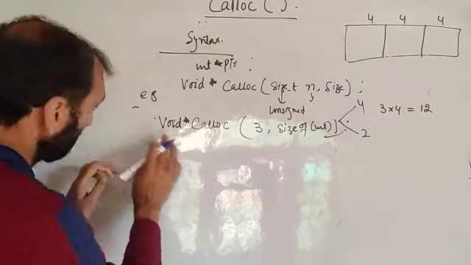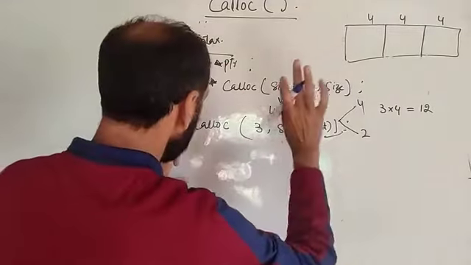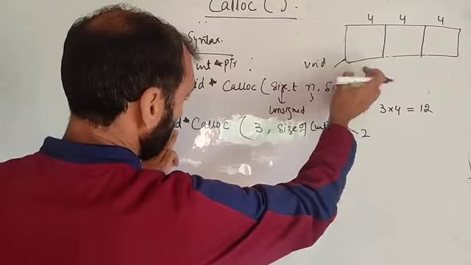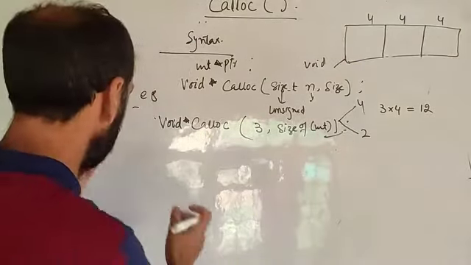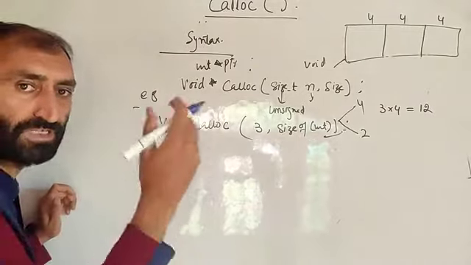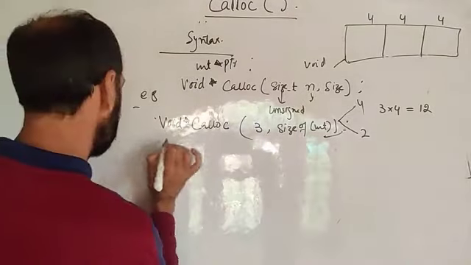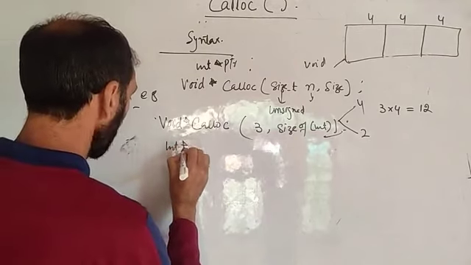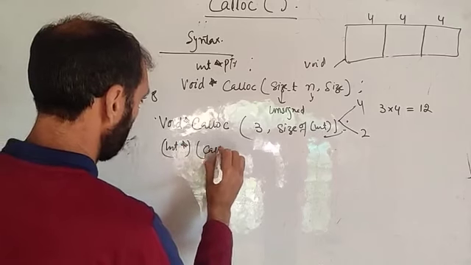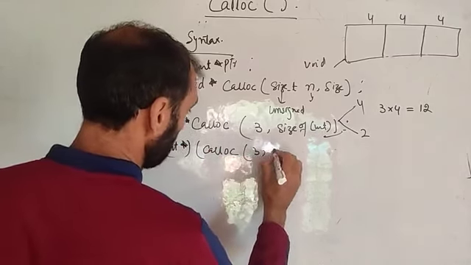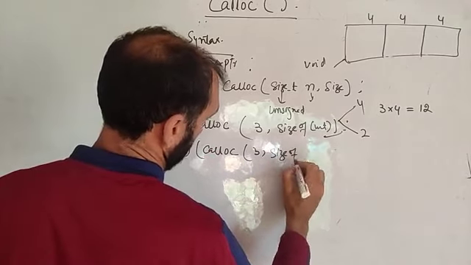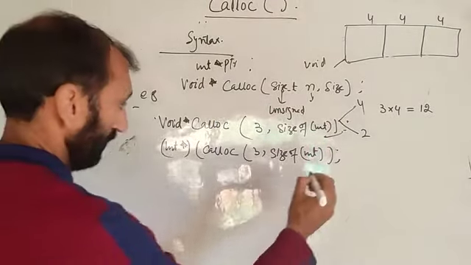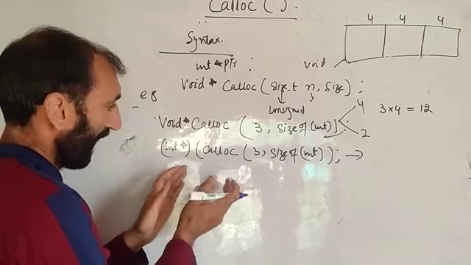So here it returns the void pointer. That means the void pointer is going to be returned, where the address of the first byte is going to sit. We can typecast this void pointer into any other data type. For example, simply I can write here int, so I am going to typecast it into integer: (int*) calloc(3, sizeof(int)). By using this line I have typecasted it.